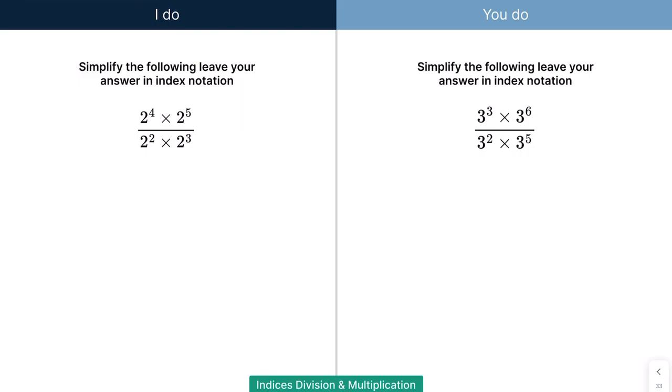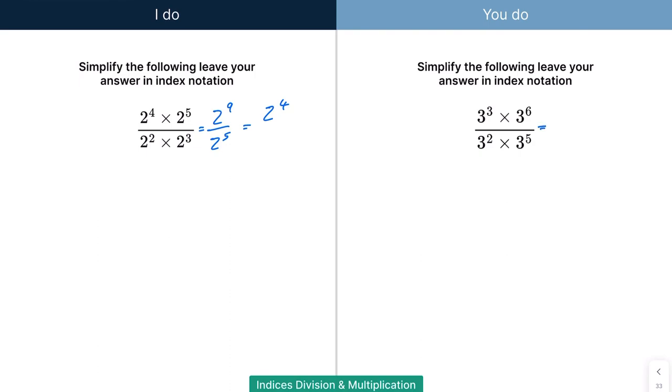Moving on, it might look a little bit harder, but it's the exact same thing. Let's tidy the top up. So we're going to add the 5 and the 4. That's 9. We're going to add 3 and the 2. That's a 5. And now we're just dividing. So we're going to subtract the indices. So that's 9 take away 5, which gives us the 4.